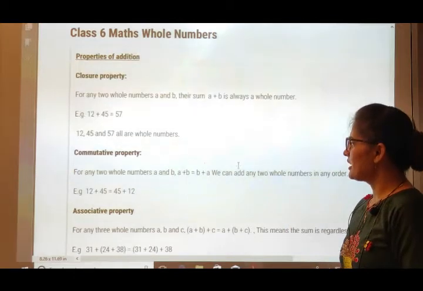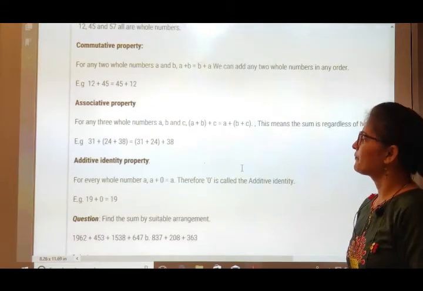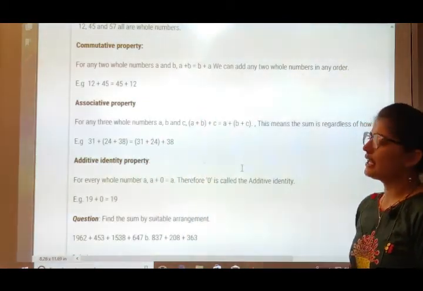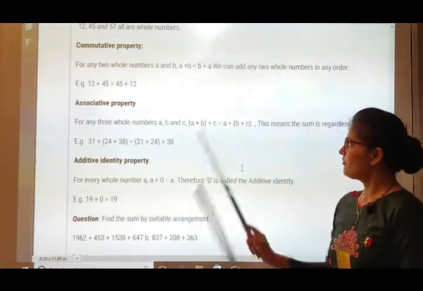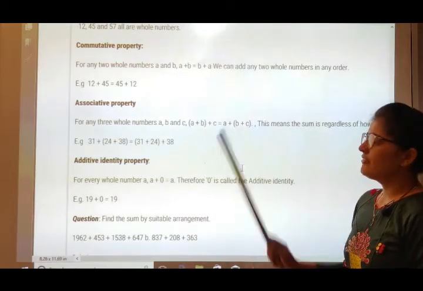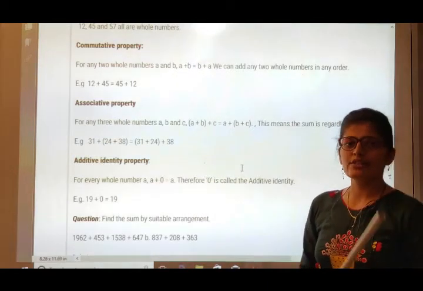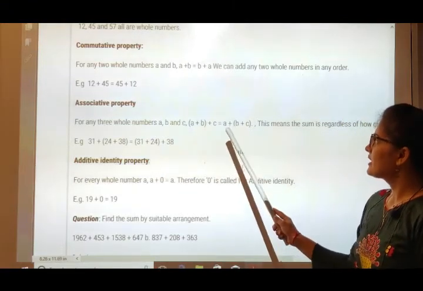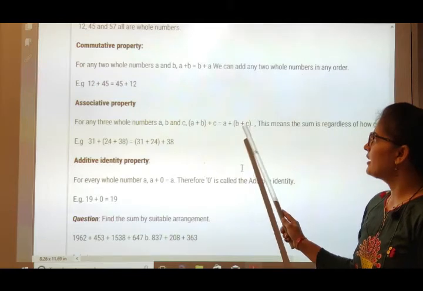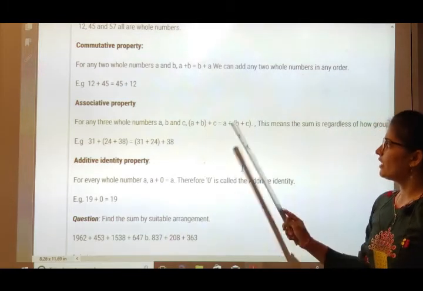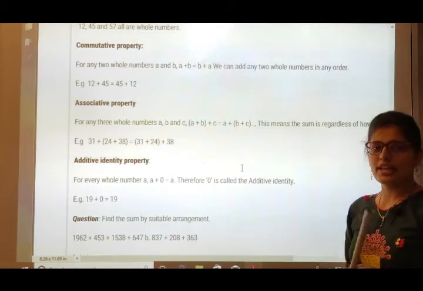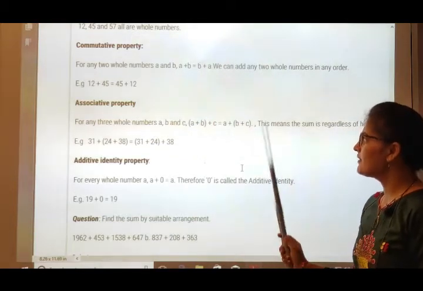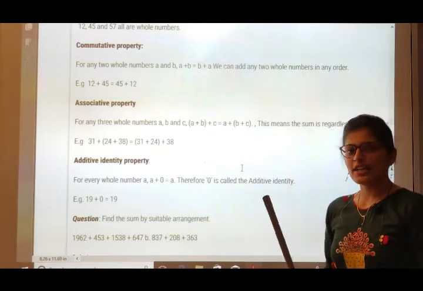Now the next property is associative property. For any three whole numbers a, b and c, three numbers are given to you. First we will add a plus b, then whatever sum we are getting, we will add to c. This will be equal to a plus in bracket b plus c. Over here first we will add b plus c and after that we will add the sum of b plus c to a, then whatever answer we are getting will always remain equal.